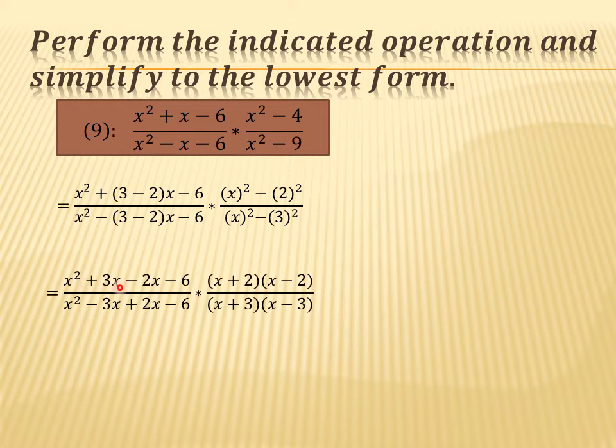X square plus 3x minus 2x minus 6 over x square minus 3x plus 2x minus 6. Here the minus 2, because of that minus sign, will change to plus 2x. A square minus b square, the formula is a plus b and a minus b. Here a was x and b was 2. And here x is the a and 3 is the b. So x plus 3 and x minus 3 is the answer of a plus b and a minus b.